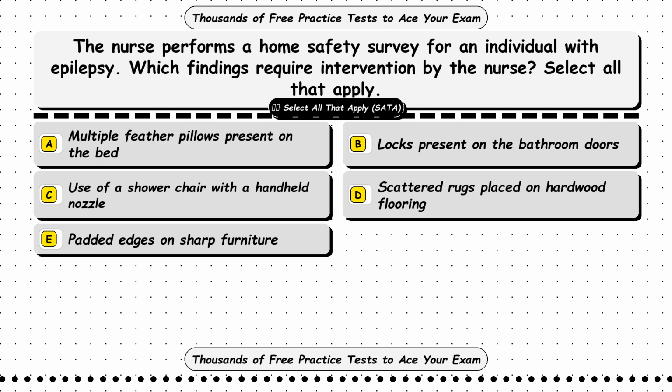Question 51. The nurse performs a home safety survey for an individual with epilepsy. Which findings require intervention by the nurse? Select all that apply. Option A, multiple feather pillows present on the bed. Option B, locks present on the bathroom doors. Option C, use of a shower chair with a handheld nozzle. Option D, scattered rugs placed on hardwood flooring. Option E, padded edges on sharp furniture.